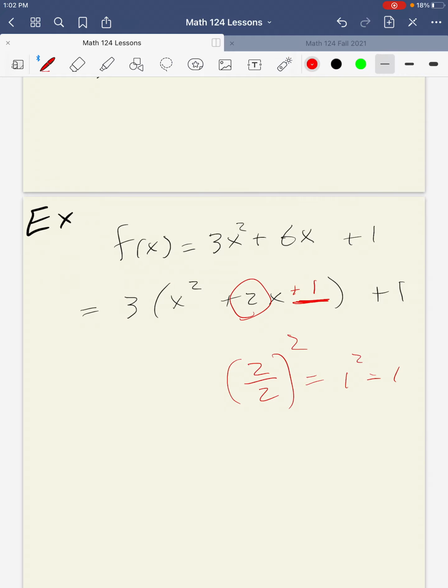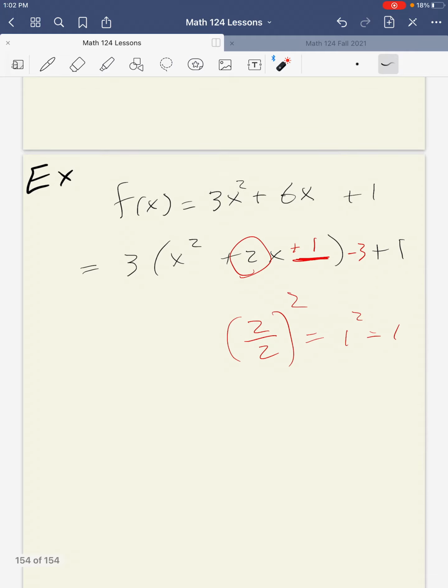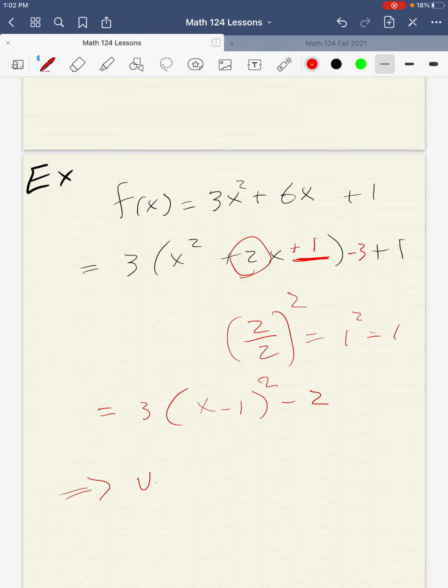So to balance the equation out, we need to minus a 3, which means we added 3 to the equation, minus 3 to the equation. We did not change the equation. We just did some manipulation. Okay, now the parentheses will factor perfectly as x minus 1 squared, and then you have the minus 3 plus 1 outside. So now that it's written in the standard notation, we could already tell that the vertex is going to be given by 1, -2.